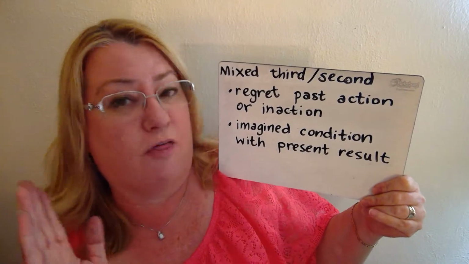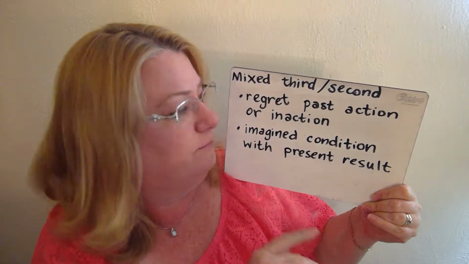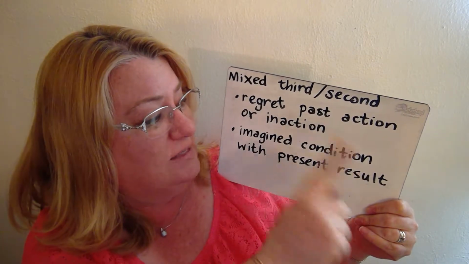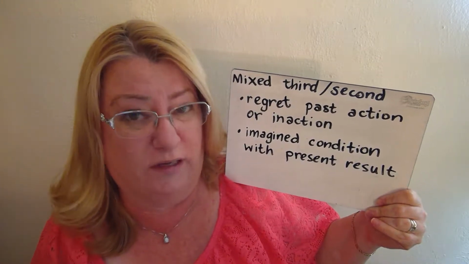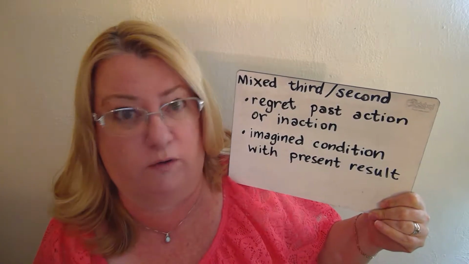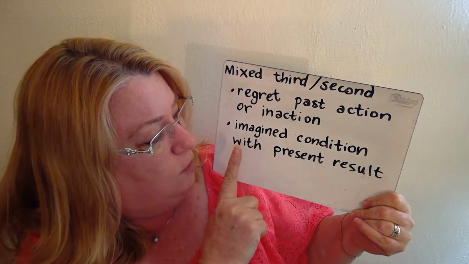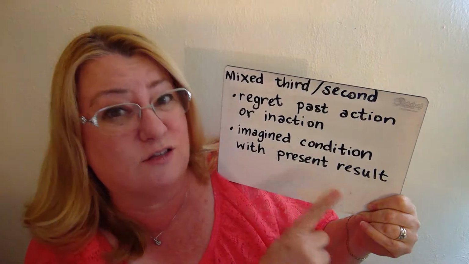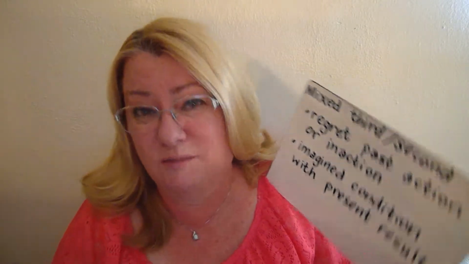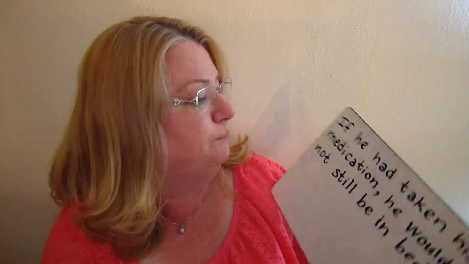When we mix a third conditional with a second, this will regret past action or inaction, because sometimes we didn't do it and we regret it, and sometimes we did do it and we totally regret it. And this will be based on an imagined condition with a present result. So it's going to be looking at that idea. Let's look at an example.